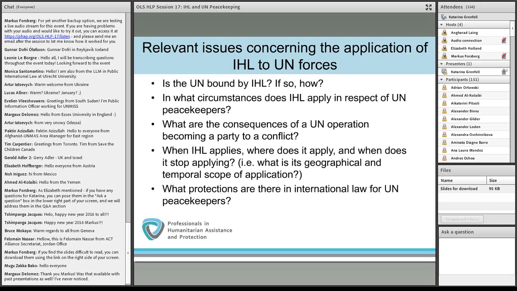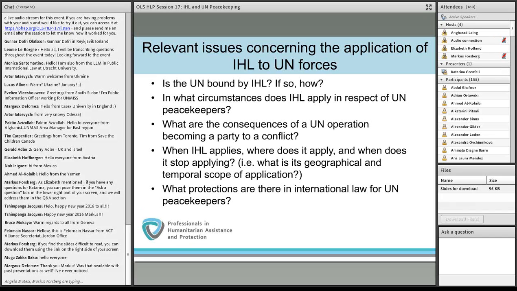So coming to the first of these, is the UN bound by IHL, and if so, how? The UN isn't a party to the Geneva Conventions and their additional protocols, and as such, isn't formally bound by them. However, as clarified by the International Court of Justice in the reparation case, the UN is a subject of international law and is capable of possessing international rights and duties, including under customary international law.